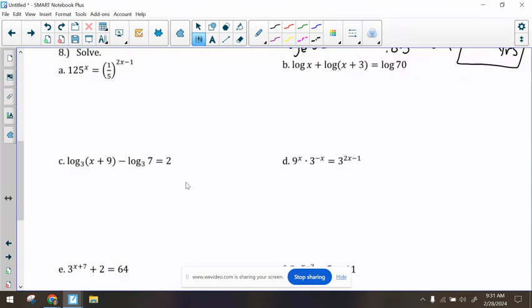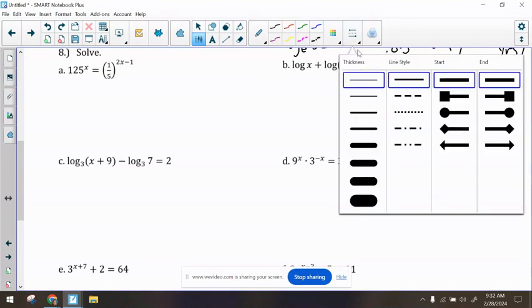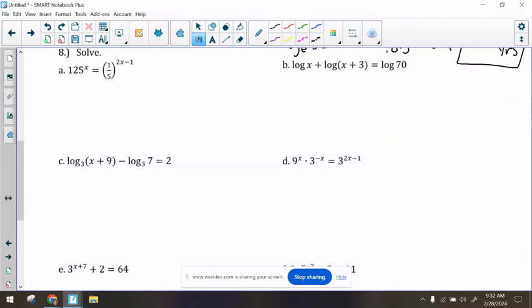So question 8 and all of its pieces are now solving. We've done a lot of solving over the last couple of weeks, so hopefully this is fresh in our mind. So taking a look at the first one, this is going to be solving by getting the same base. So I'm going to make 125 be 5 to the third and keep the x up there. I'm going to make 1/5 be 5 to the -1. Anytime you have a fraction, we want a negative exponent, and I'm going to keep that 2x minus 1 up there.